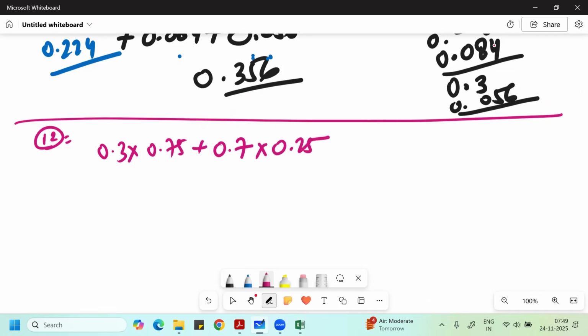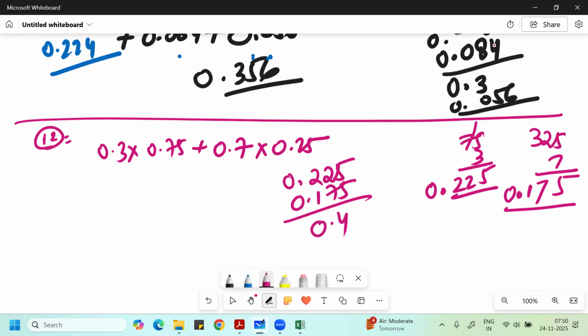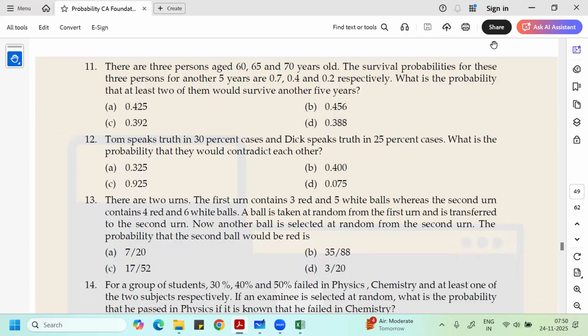So 75, 3 fives are 15, 225. So you'll get 0.225 and 25 sevens are 175. So 0.225 plus 0.175, you'll get the answer as 0.4. Question number 12 answer is option B, 0.4.